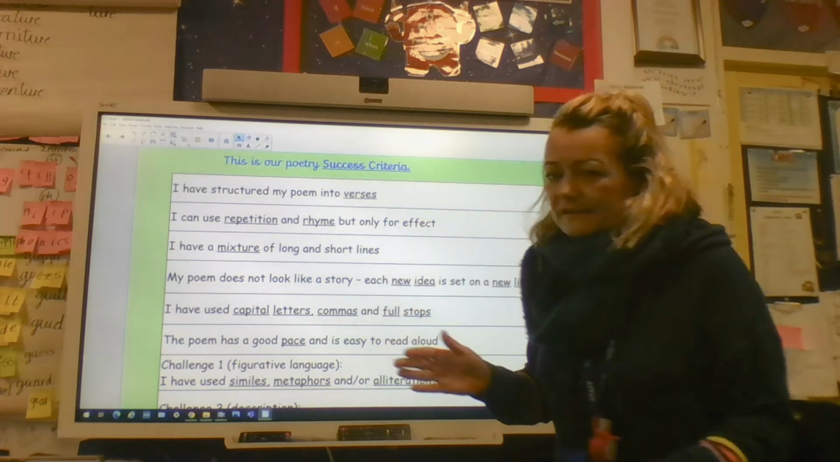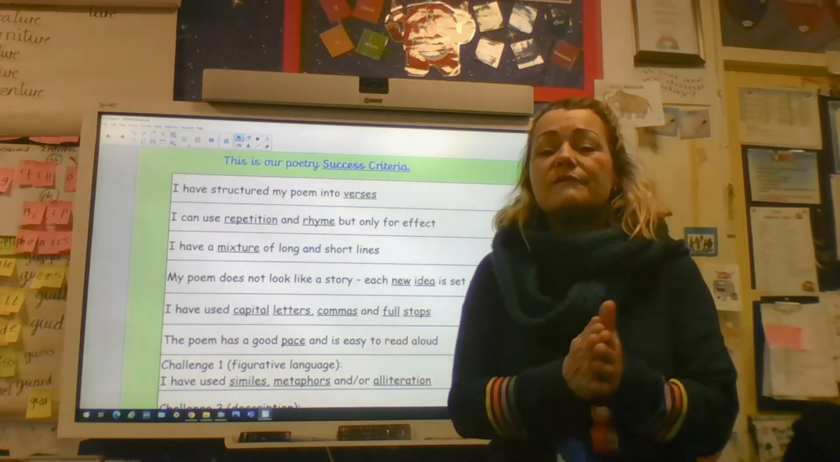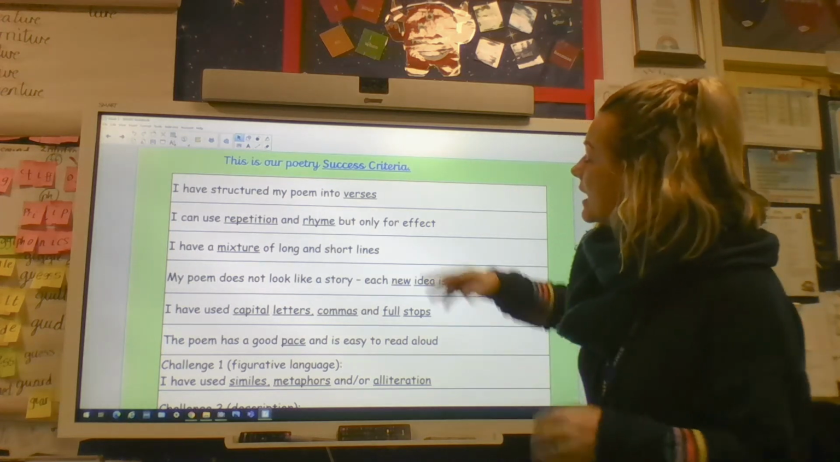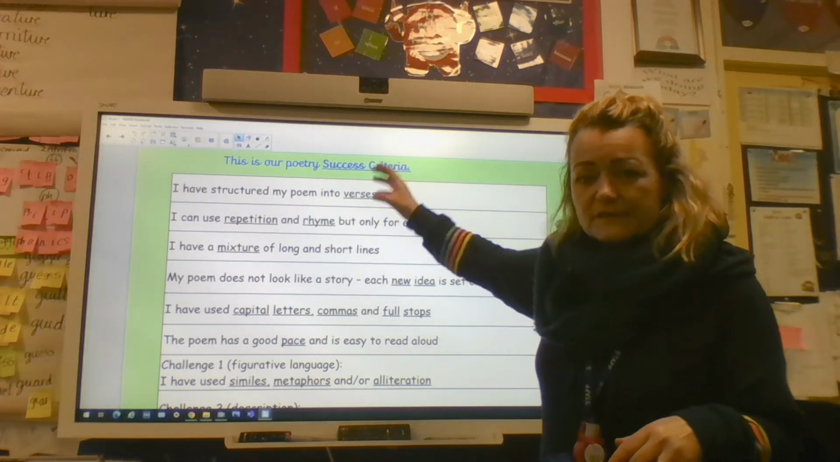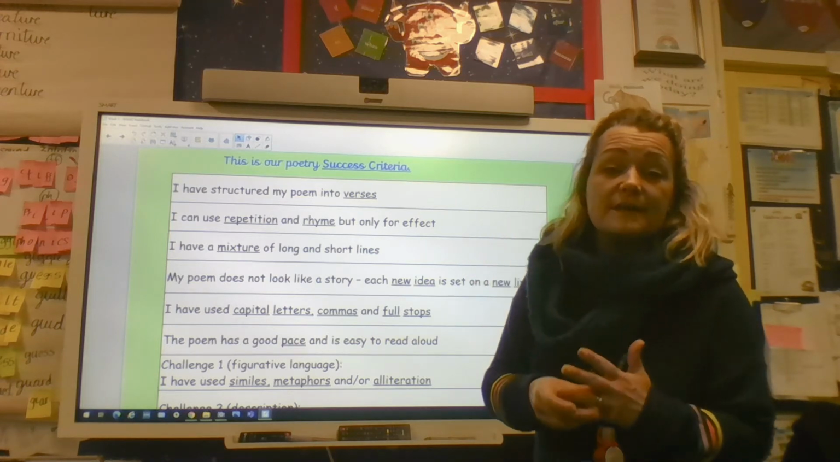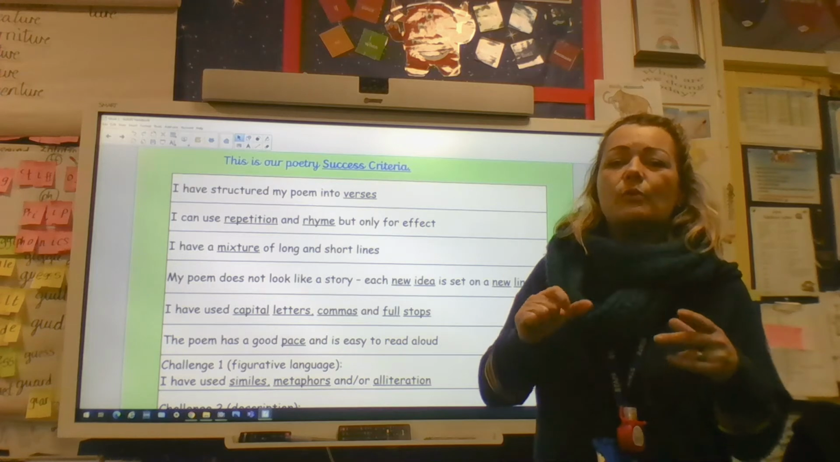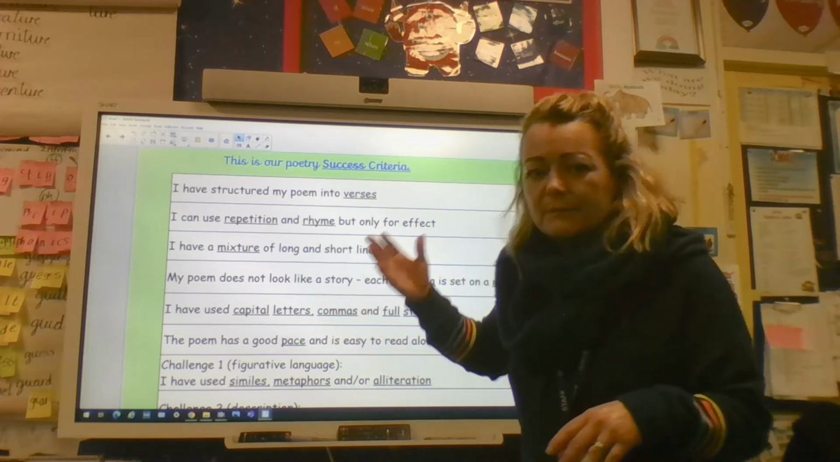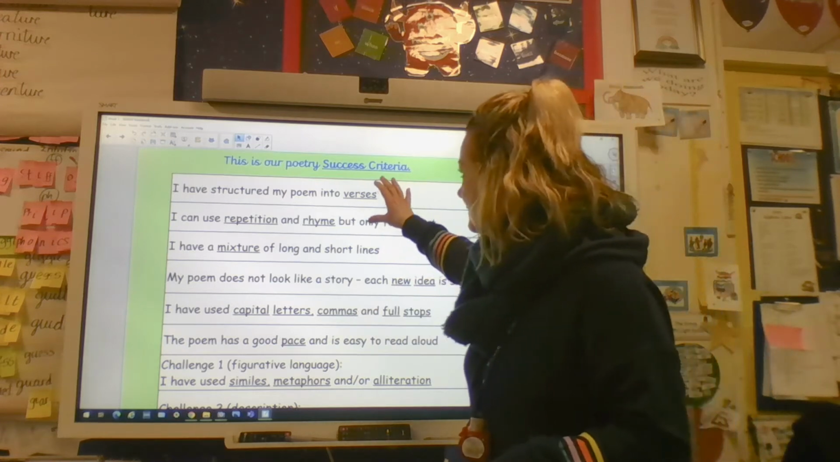This is our success criteria. So this just reminds you of some of the features to be looking for when you look at a poem. So first of all, we structure poems into verses. This is a bit like paragraphs for writing. So if we were writing stories, we organise our ideas into chunks, and it's the same with poems, but we don't call them paragraphs, we call them verses.